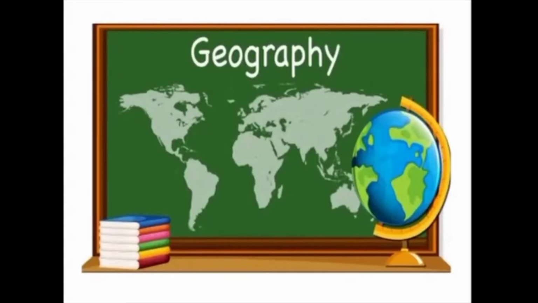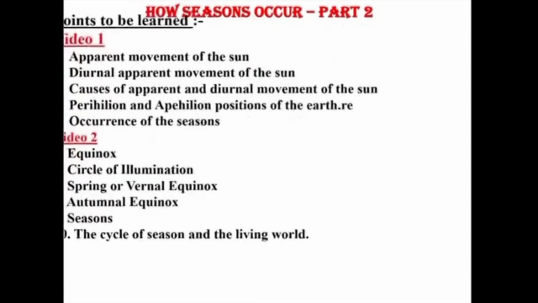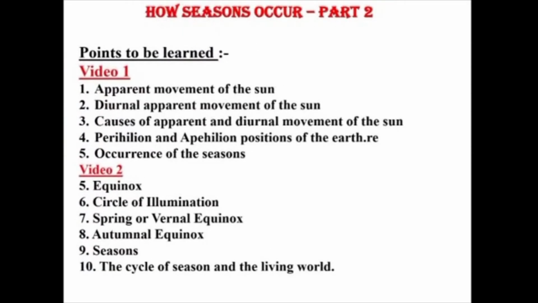Yet another session of geography. Now in the last video we have seen how seasons occur, part 2, video number 1. Now we are going to see video number 2, but before that we are going to revise our video number 1. We have seen in video 1 apparent movement of the sun, diurnal apparent movement of the sun, causes of apparent and diurnal movement of the sun, perihelion and aphelion positions of the earth, and occurrence of the seasons.